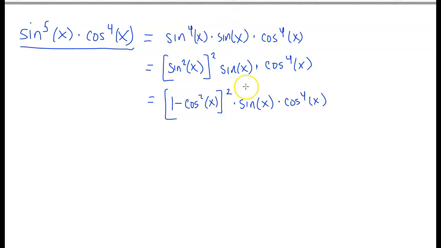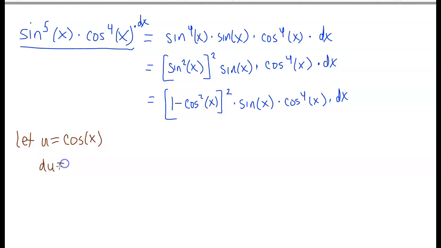Now you see that we have everything written in terms of cosine except for this sine x here. If you imagine that we were integrating this and we had dx multiplied here, then we could just use U-substitution. So we can say let u equal cosine of x, which means du is going to be minus sine of x times dx.